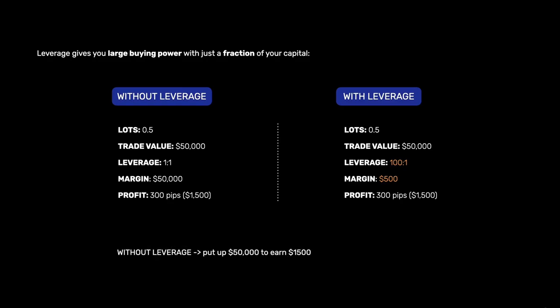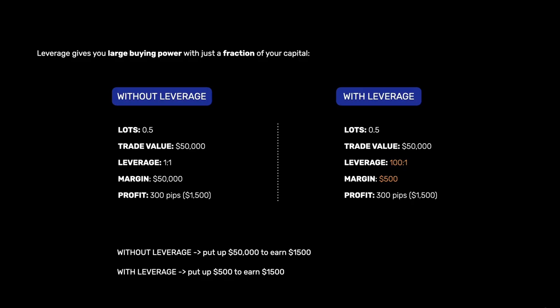So in the first trade example, without leverage, you had to put up 50 grand to your broker to earn a $1,500 profit on the trade. But on the exact same trade in the second example, with the only difference being that you use leverage, you still made the same $1,500 profit by trading 0.5 lots of euro dollar. But this time, you only put up $500 rather than 50 grand to place the trade.